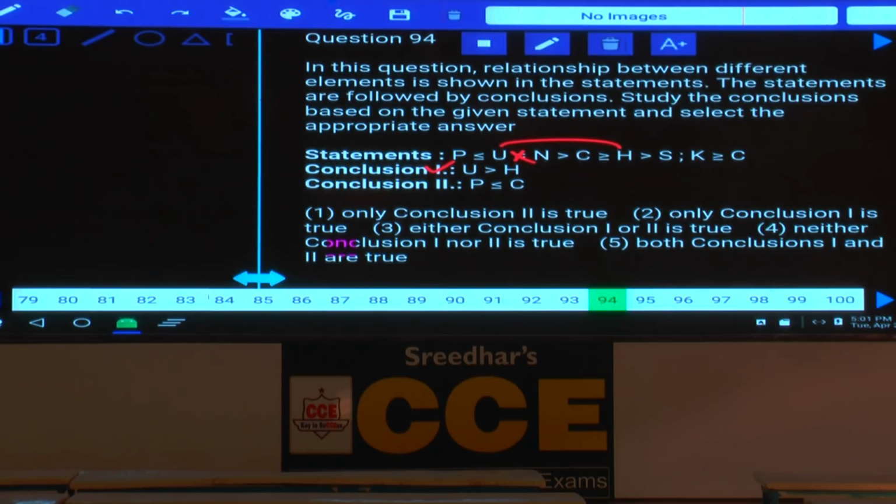Now between P and C there is 1 lesser than, 1 greater than, no relation between these two, and the second one does not follow. Then what is your answer? Only 1 follows, that is choice 2. And question number 94, choice 2.